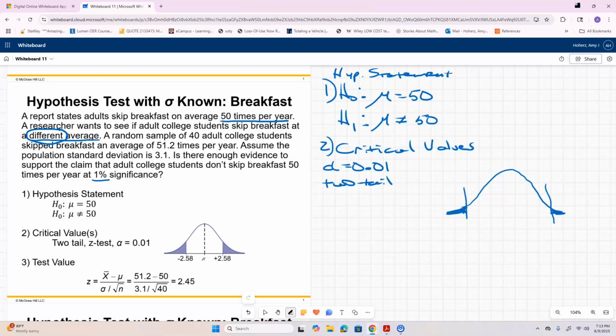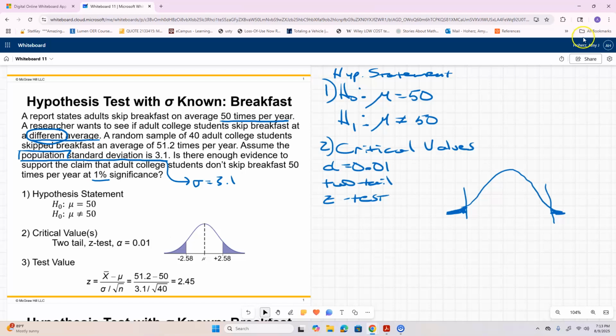And then we need to know that it is a z-test, and the reason we know it's a z-test is because it's from section 8.2. But when you're looking at problems where they're mixed up, it says assume the population standard deviation. They're always going to give you a standard deviation. It's whether it's the population standard deviation or the sample standard deviation. In this case, it's the population, so that's our sigma.